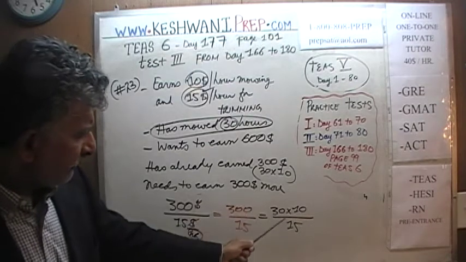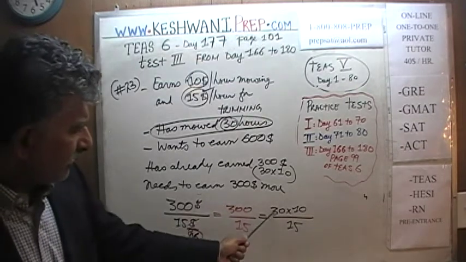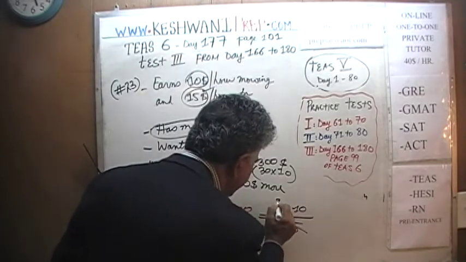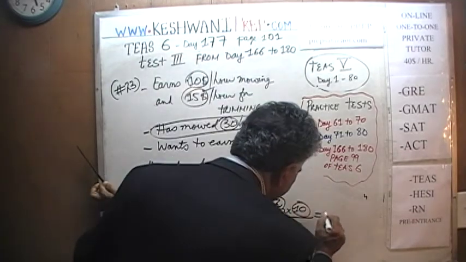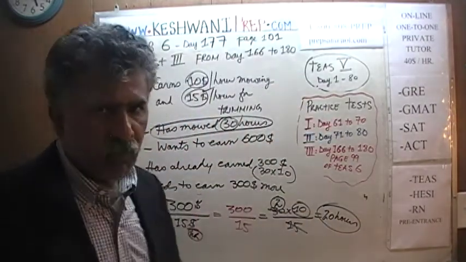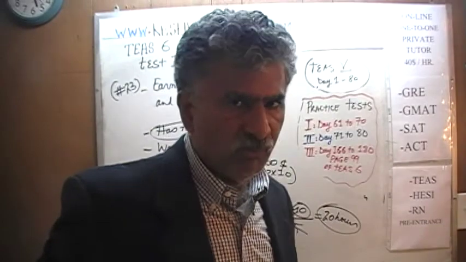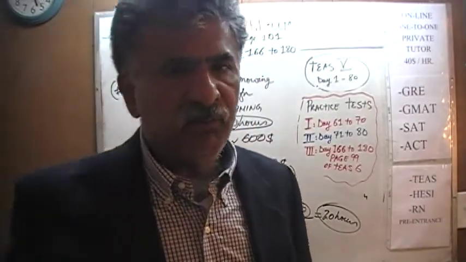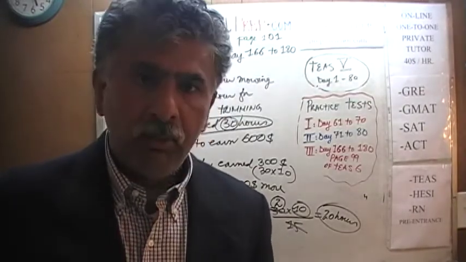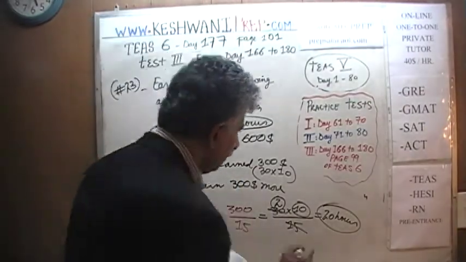So we have 30 times 10 divided by 15, which is very simple. 30 is made up of 2 15s. Divide top and bottom by 15, and we end up with 2 times 10, which is 20 hours. If she just trims 20 more hours, she has already mowed for 30 hours. If she trims for another 20 hours, she's all set. She will have the money that she needs to buy her textbook.